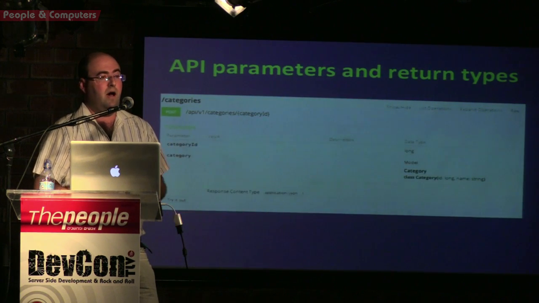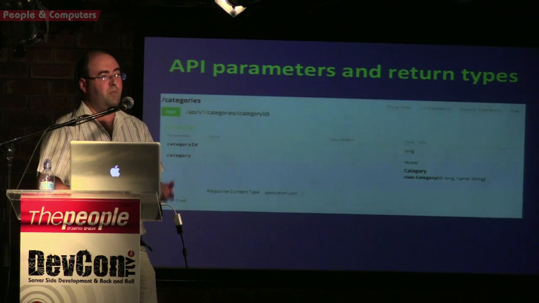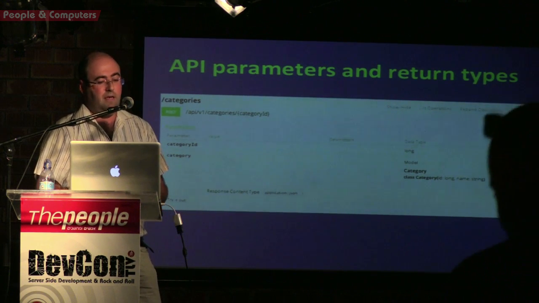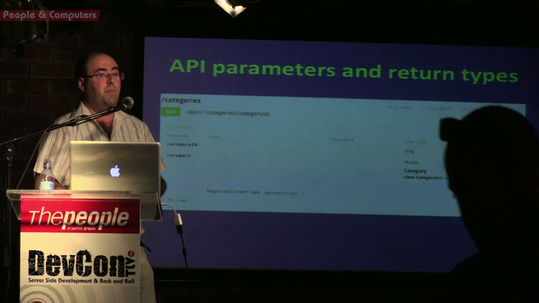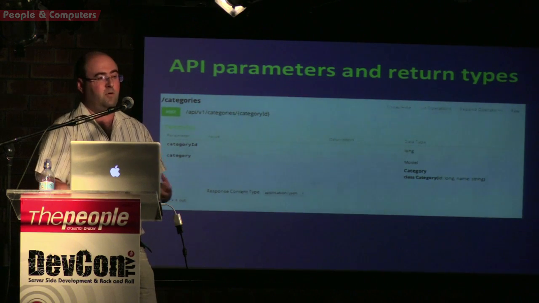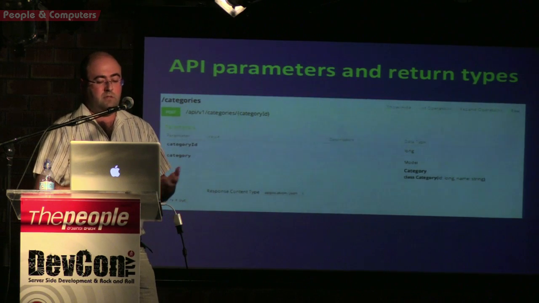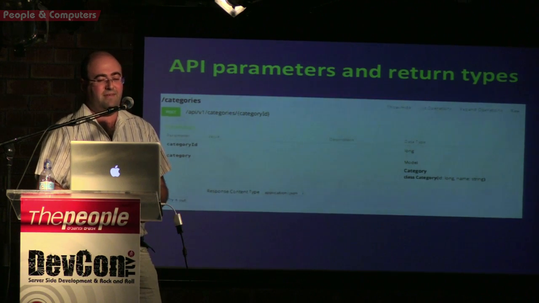go further, I want to see the details about each and every operation. What are the parameters and what are the return types? But the most important part, I want this documentation to be in sync with the actual application code. So I found Swagger.